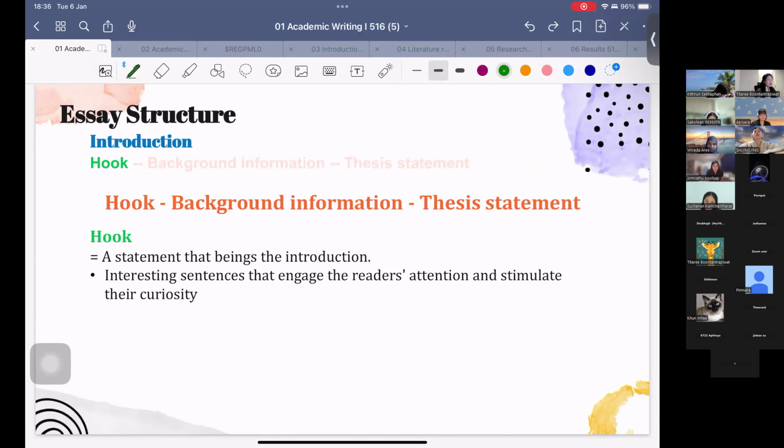Anyway, first of all, when you write the introduction, there are three things we often include in the intro. The first thing is the hook, the second thing is background information, the third thing is the thesis statement. Three things to include in your intro. The first thing is the hook, or some would say a hook statement. It can be one sentence or several sentences, your choice. Something to make your reader interested and motivate them to read your writing.